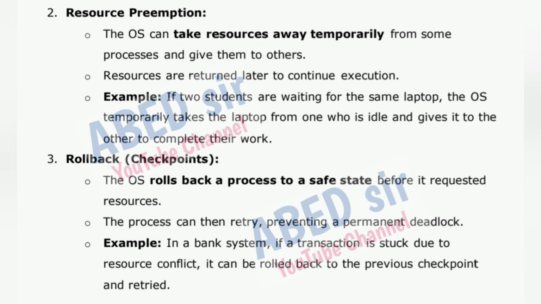3. Rollback checkpoints. The OS rolls back a process to a safe state before it requested resources. The process can then retry, preventing a permanent deadlock. Example, in a bank system, if a transaction is stuck due to resource conflict, it can be rolled back to the previous checkpoint and retried.